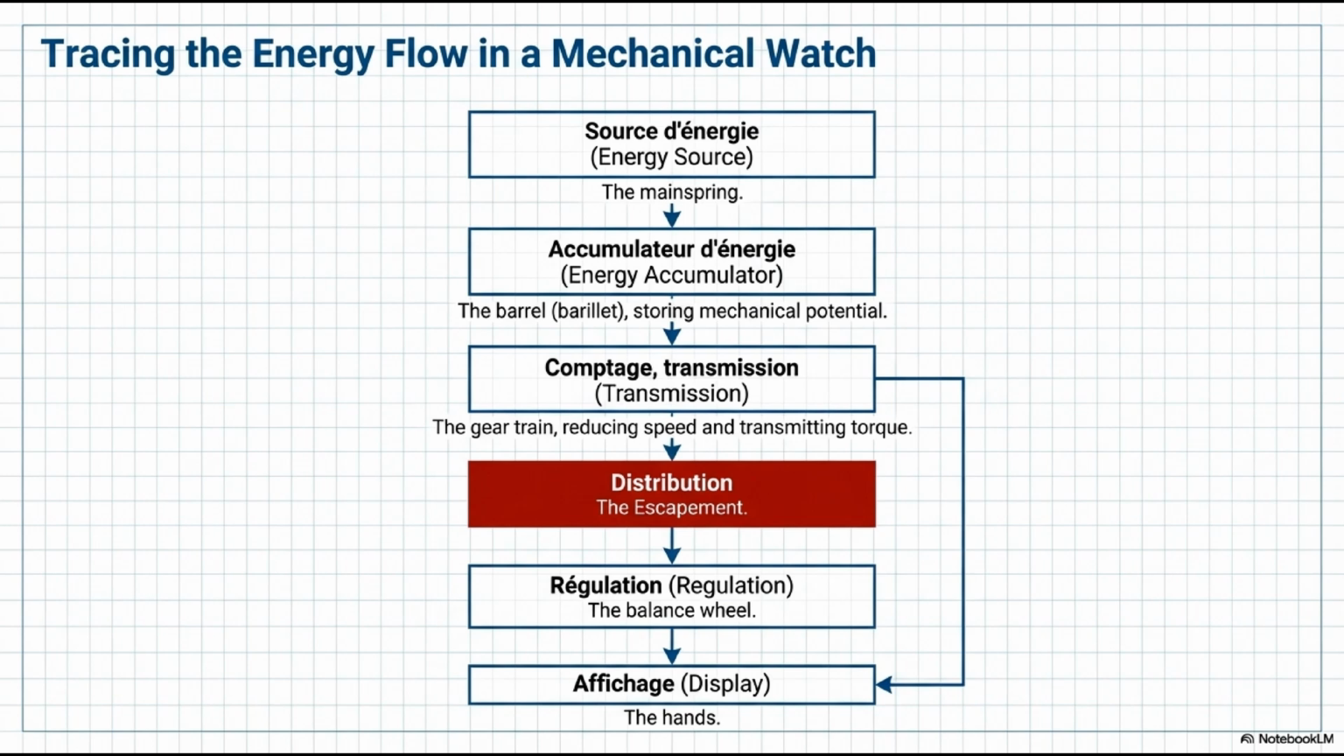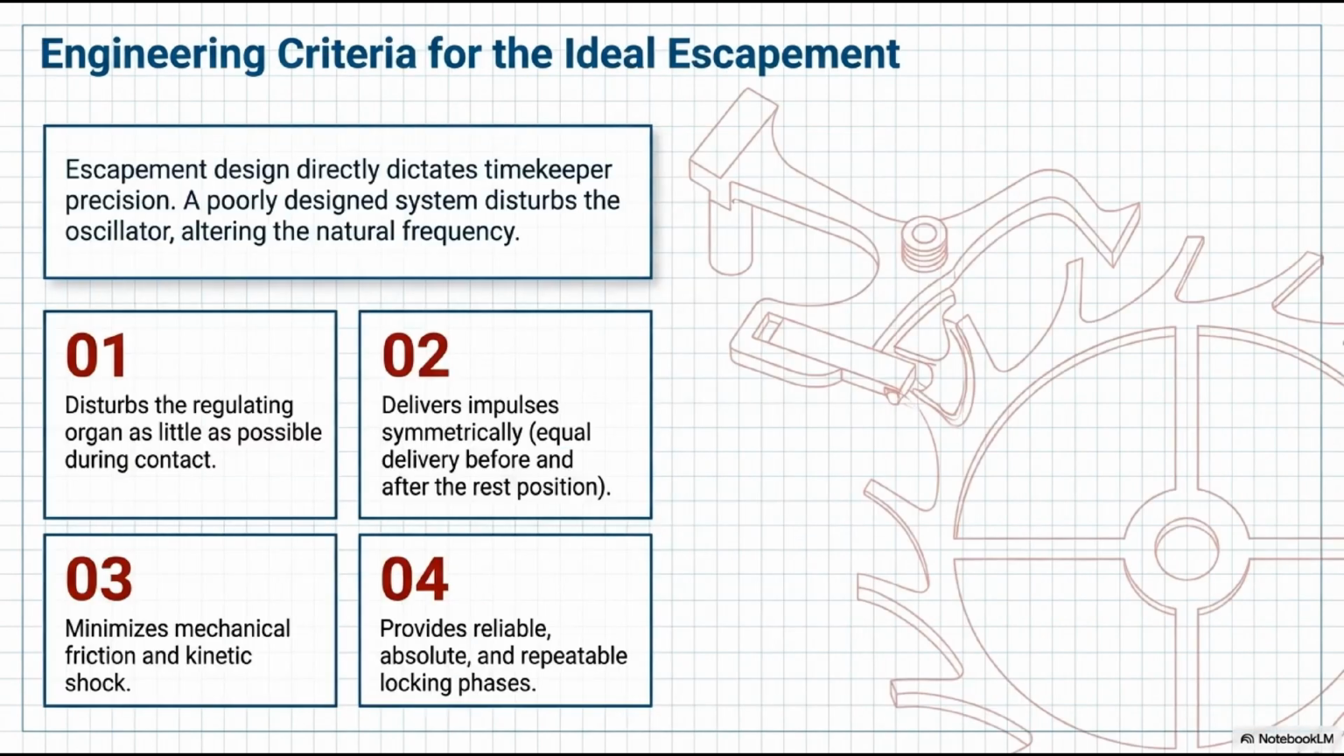design. Escapement design directly and profoundly determines the precision of any mechanical timekeeper, and understanding exactly why requires us to think carefully about what happens to the balance wheel on each interaction. Every single time the escapement makes contact with the balance wheel, every unlocking event, every impulse delivery, every relocking, it physically disturbs the oscillator. It changes the balance wheel's velocity profile, alters its energy state, and perturbs its natural frequency.